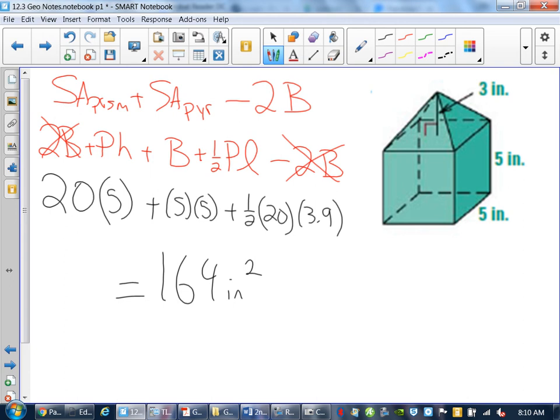Okay. And that stems from remembering that the vertical height drops right to the center. That vertical height goes to the center of this. If it didn't, it wouldn't work.